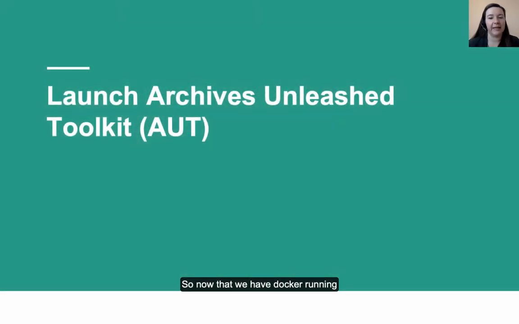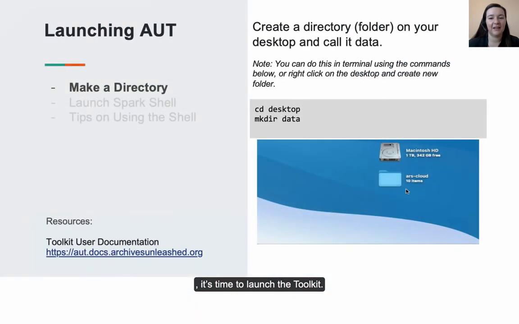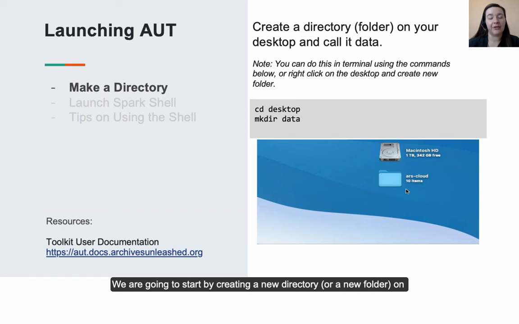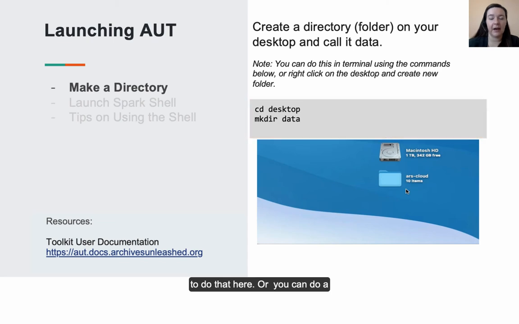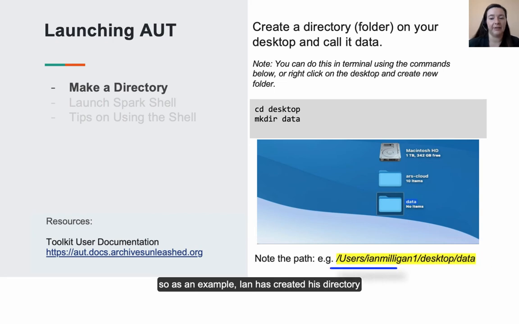So now that we have Docker running, it's time to launch the toolkit. We're going to start by creating a new directory, or a new folder, on your desktop, and we're going to call it data. So you can either use your terminal window, and I've listed the commands that you would use to do that here, or you can do a simple right click with your mouse on your desktop, as Ian is demonstrating here. Please note the path for this folder because we are going to need it for the next part. So as an example, Ian has created his directory on the desktop, so his path is going to read like so.